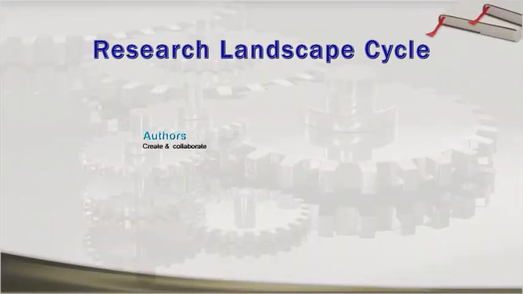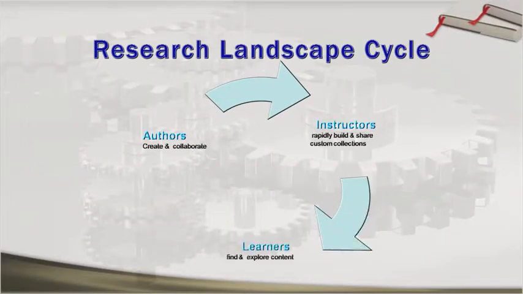Now, for the research, there is the support. The research support system has three components that all of you know, and I am going to reiterate here. One is the author, who creates and collaborates. Number two is the instructor, who rapidly builds and shares custom collections. And third are the learners, who find and explore the content.